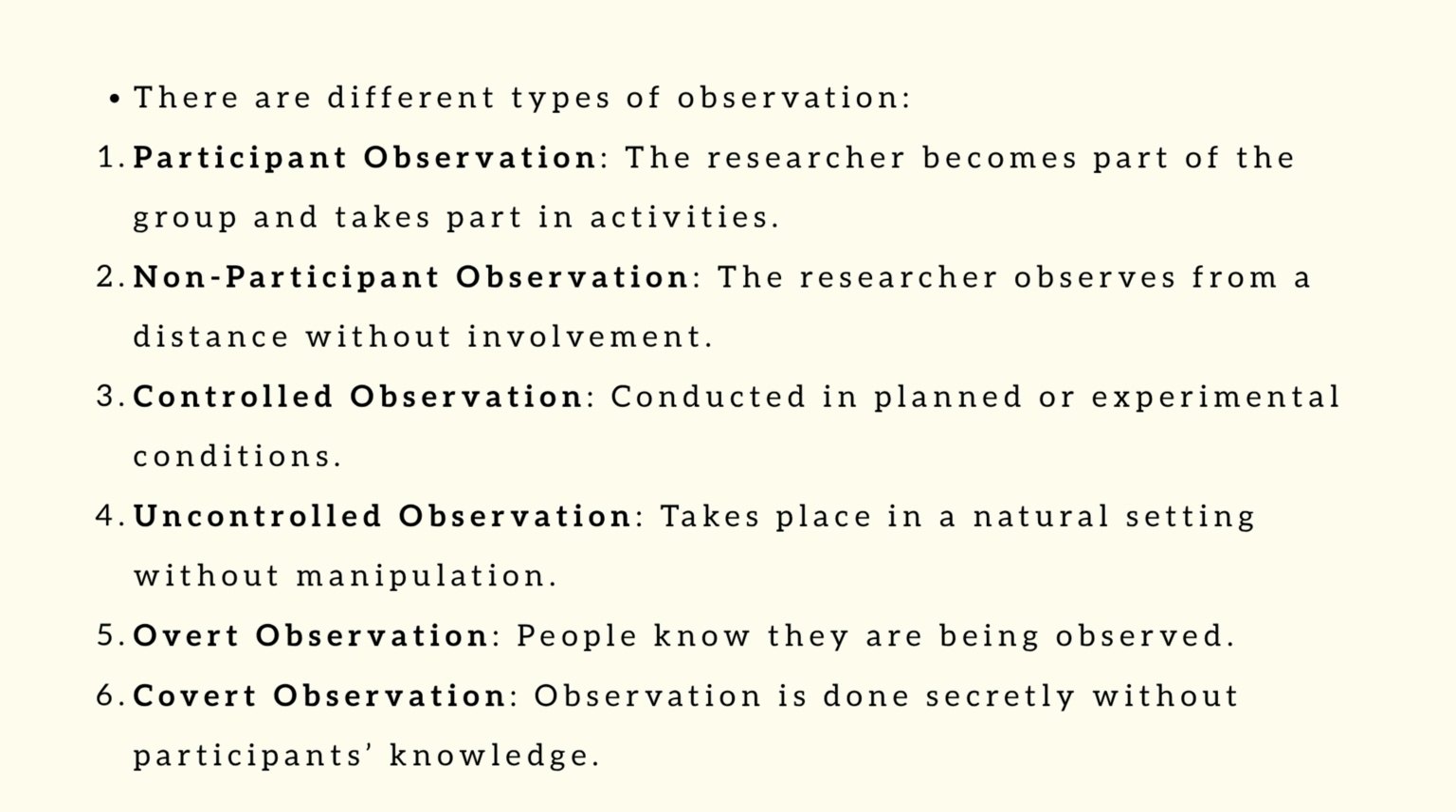Depending on whether people know they are being studied, observation can be overt, that is open, meaning people know they are being observed, or covert, that is secret, meaning people are not aware that they are being studied.